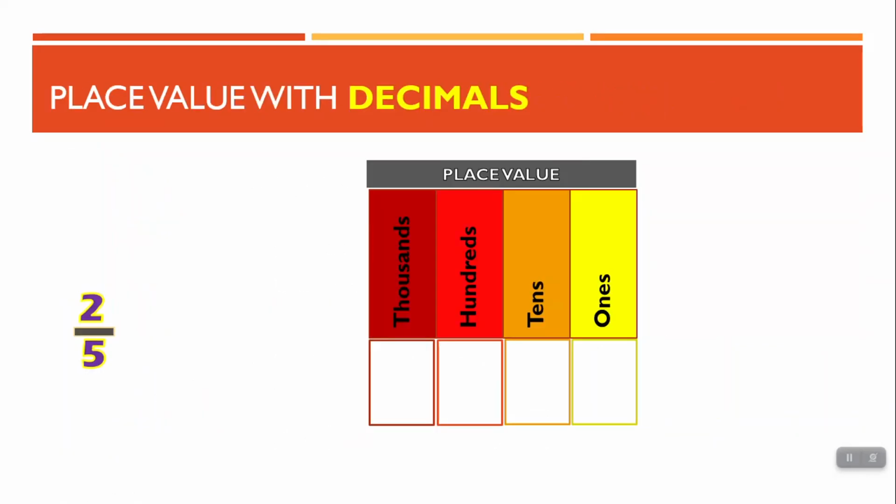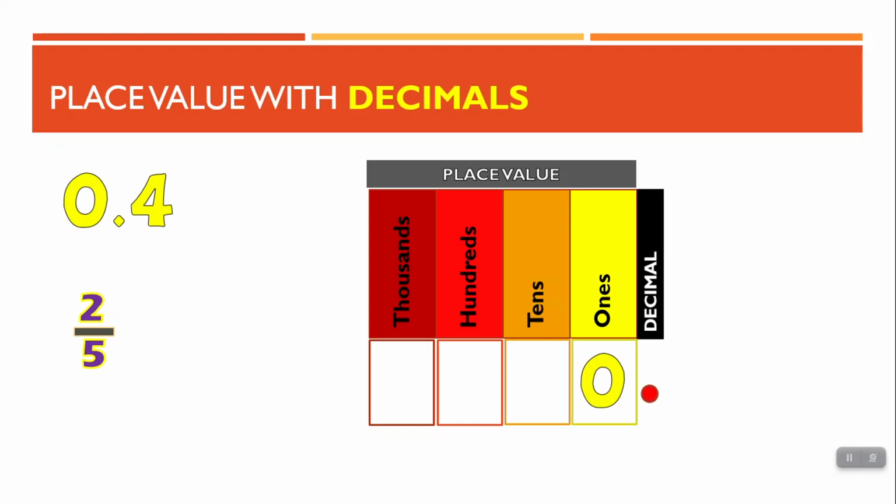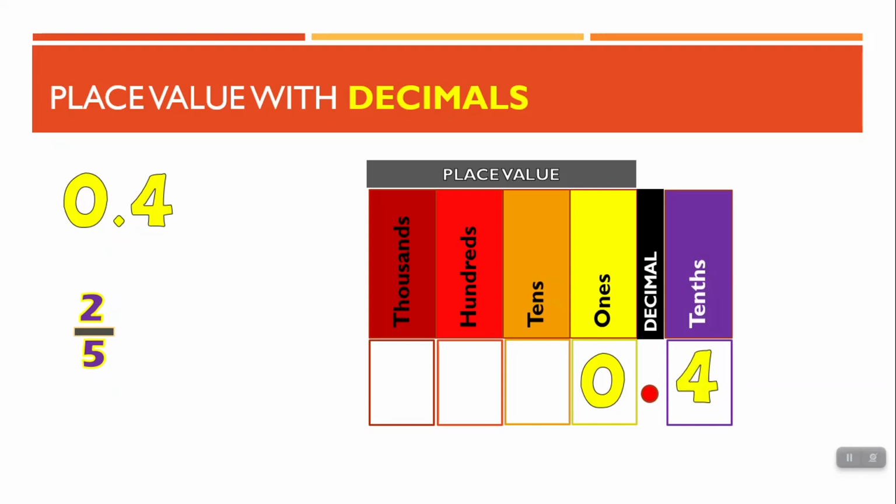Let's look at 2 over 5 again. We said 2 over 5 is equal to 0.4. Let's place that in the place value chart. We know that 0 is in the ones column. And because we now have a decimal, we have to add a place value column next to the decimal called tenths. And the 4 goes in the tenths column. So this is really 0.4 is 4 tenths. 2 over 5 is equal to 4 tenths is equal to 0.4.